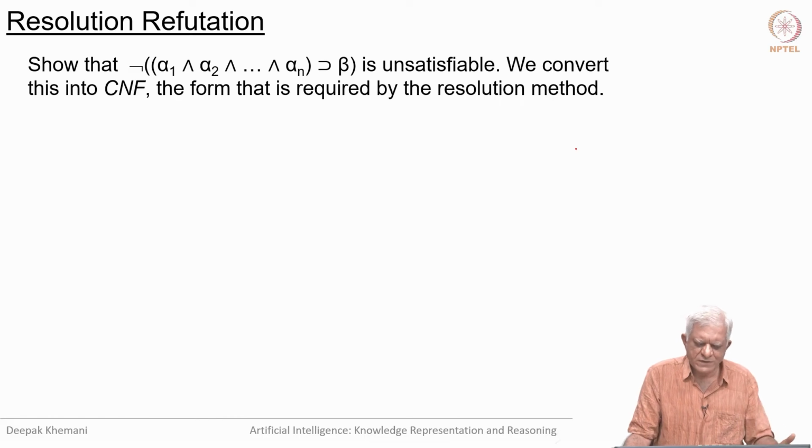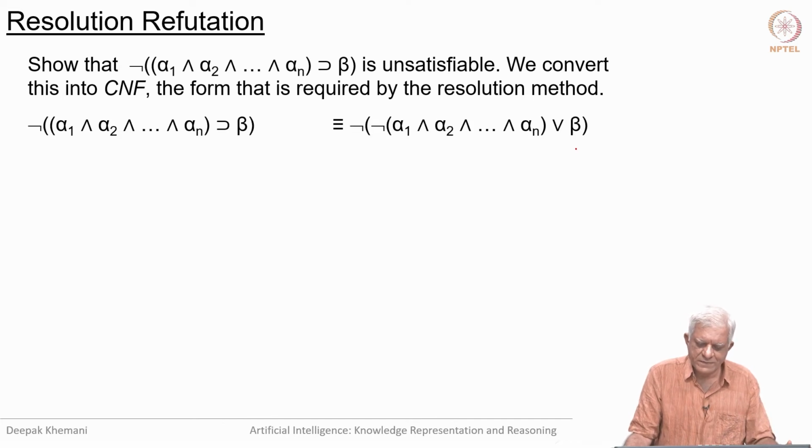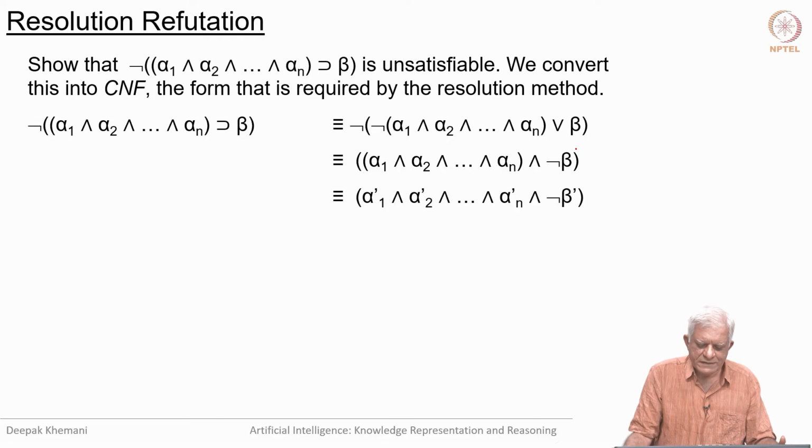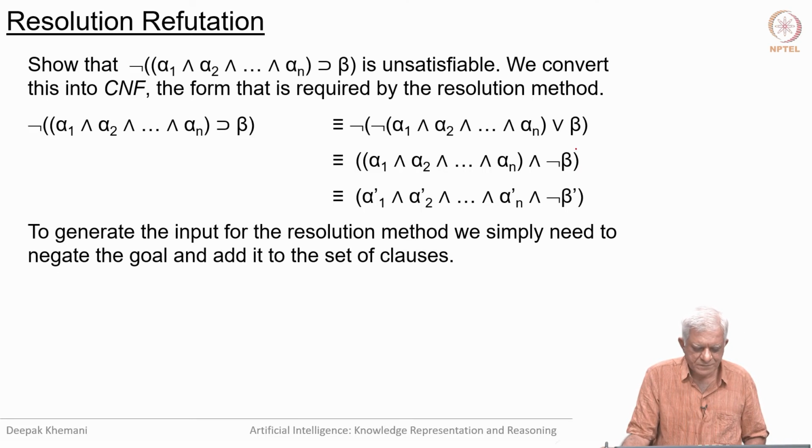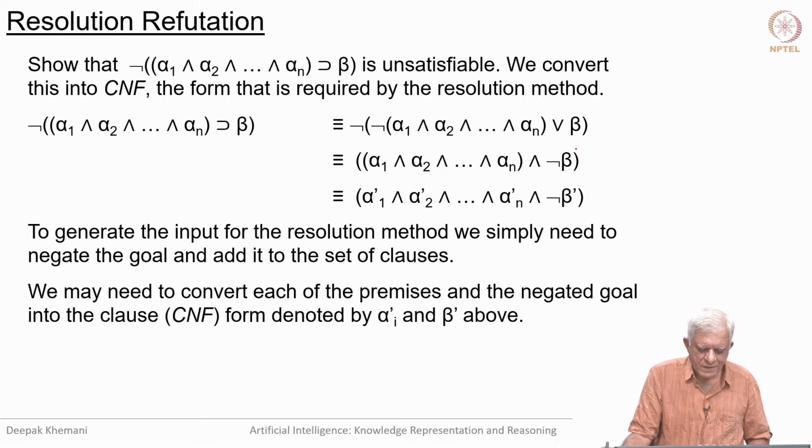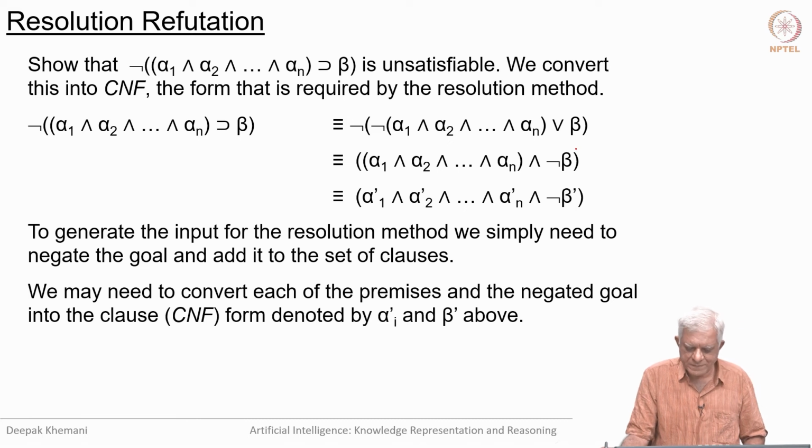What does the resolution refutation do? It does the same thing. There is a little bit of repetition in these slides here, so you will have to bear with me. Show that this formula is unsatisfiable. We convert it into CNF, the form that is required by the resolution method, and we make sure that the final form of the formula, which is in the last line shown here, alpha 1 prime, alpha 2 prime and so on, must conform to the CNF structure. We may need to convert each of the premises and the negated goal into clause form denoted by alpha 1 prime and beta prime essentially.